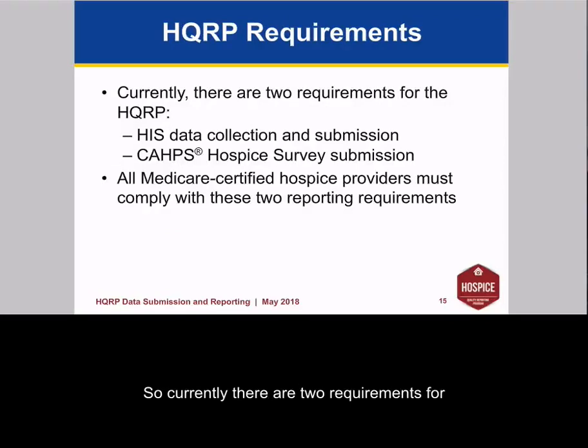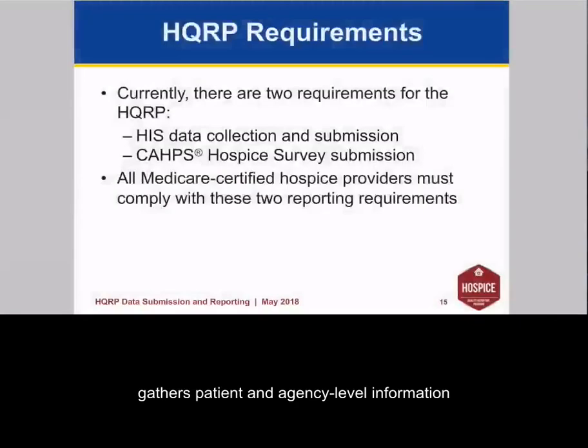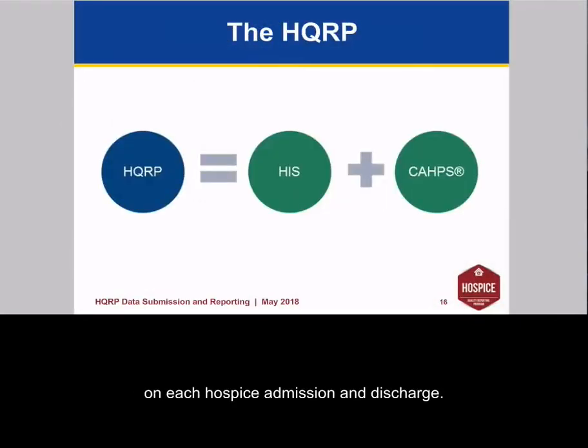So currently, there are two requirements for the HQRP, the Hospice Item Set. You may hear this referred to both as the HIS and also the HIS. And the second requirement is the Hospice Consumer Assessment of Healthcare Providers and Systems, or the CAHPS Hospice Survey. All Medicare certified hospice providers must comply with these two reporting requirements. We'll briefly touch on each of these in the next few slides. The HIS gathers patient and agency level information on each hospice admission and discharge, while the Hospice CAHPS gathers important input in regard to the patient and family experience of care in hospice.